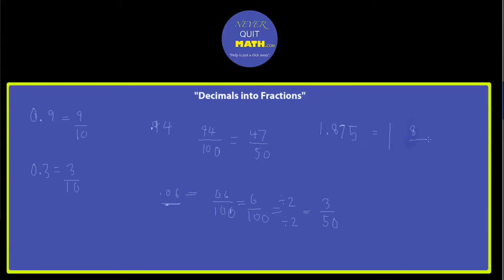The 8, I'm going to extend this out because we're going to use it, would normally be over 10, right? So then what's going to happen? We got a 7 here. Add another 0. We got a 5 up there. Add another 0. Guess what? You're done. 1 and 875 over 1,000.